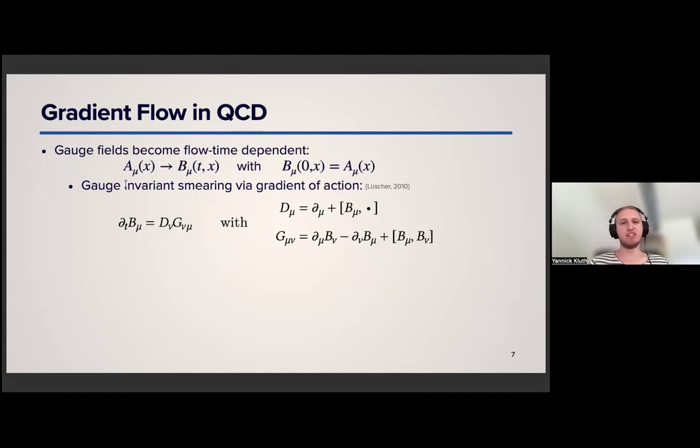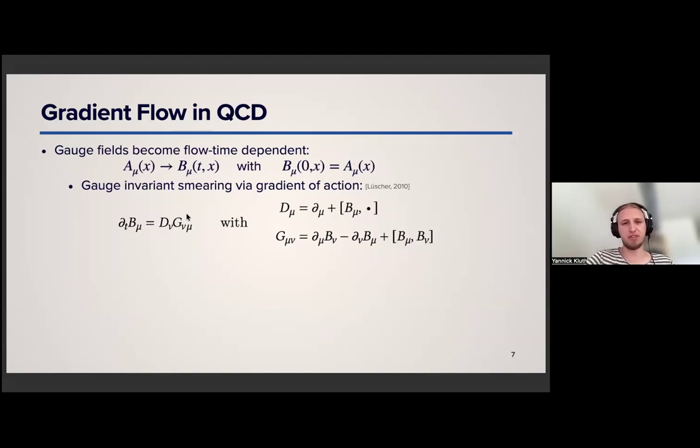These flow fields now depend on the flow time parameter t as well as the position x, as the standard gauge fields do. And they are defined such that at vanishing flow time, we just get back our standard quantum fields A. Now, where the gradient flow actually gets its name from is the sort of smearing that we do in this gradient flow scheme.